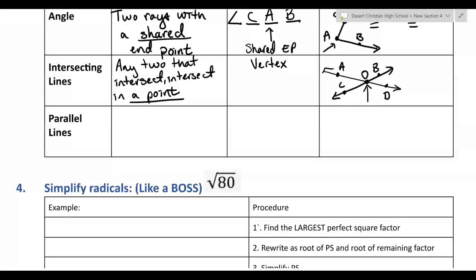And then what about parallel lines? What do you know about parallel lines? Lines are next to each other. They go infinitely but never touch. All right, so parallel lines never intersect. Okay, and they could be next to each other. They could be very far apart.